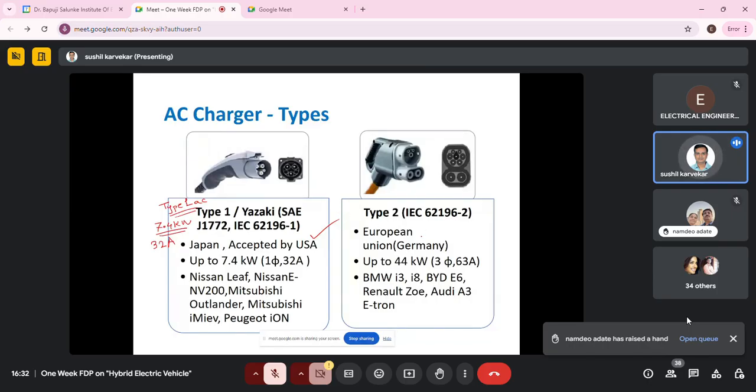If you talk about the European countries, then they make use of type 2 systems. These type 2 systems have an increase in power from 7.4 to 44 kilowatts. If you talk about currents, it's going to support up to 63 amperes, and it's a three-phase system, so it supports three-phase charging up to 63 amps. Here the charging was by single-phase systems, and here the charging is by three-phase systems, so the charging time will be reduced drastically if we make use of type 2 systems. That's the next advantage we can see. The vehicles which support type 1 as well as type 2 are shown over here.